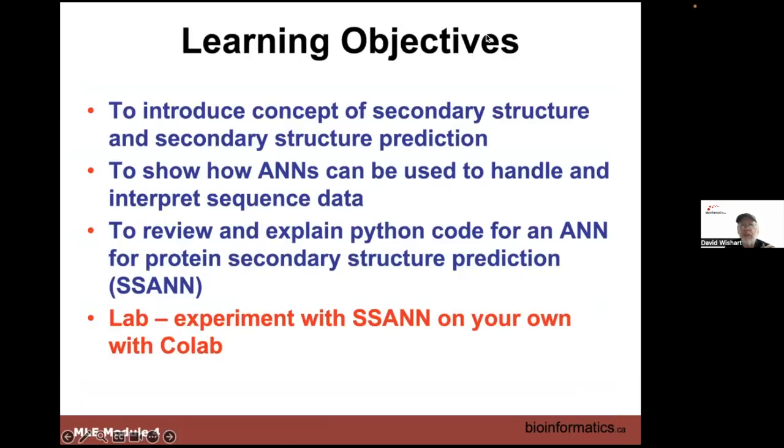So we're going to be introducing the concept of secondary structure and secondary structure prediction. Some of you might be aware of this or have heard of it. Others, it might be completely new. And then I'm going to show you how neural nets can be used to handle sequence data. So we're using protein sequence data. Tomorrow we'll show you how you can use gene sequence data.